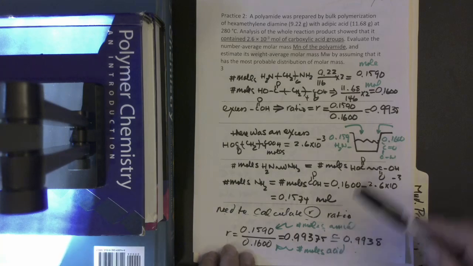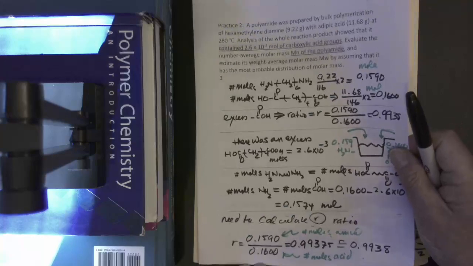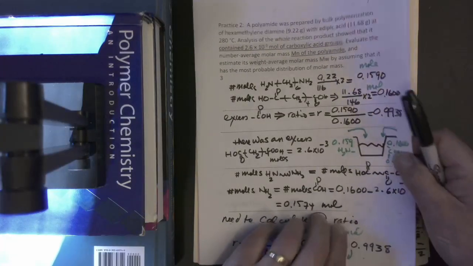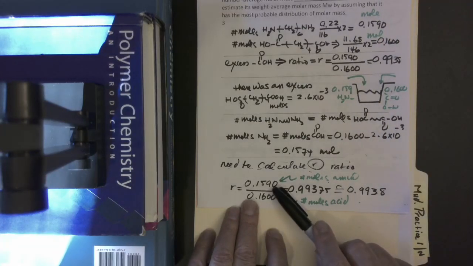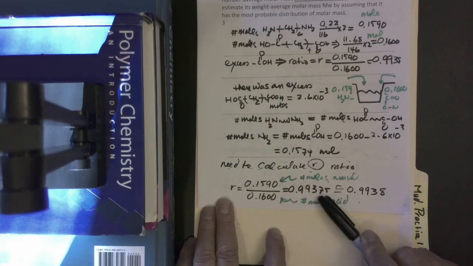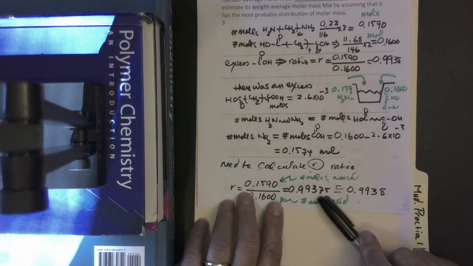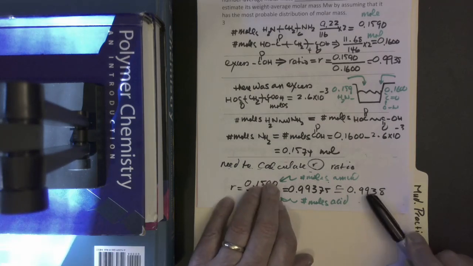Again, I forgot that I already measured the R there, so I repeated myself basically here at the bottom of the page. So again, I remeasured the R as 0.1590, which is for the diamine, over 0.1600, which is 0.99375. Again, we only have 4 sig figs, so it is 0.9938. So we have the R at this point.